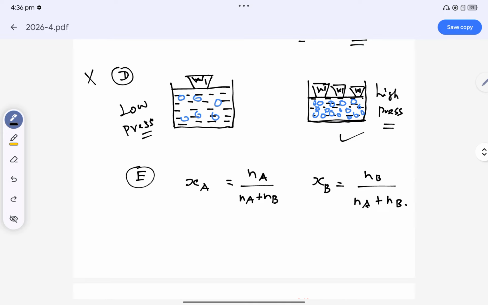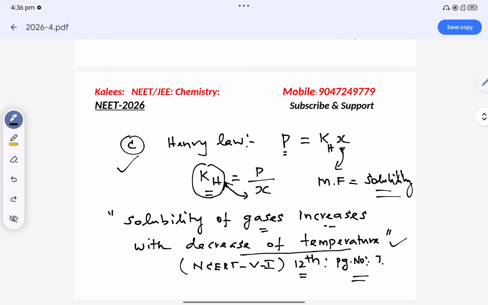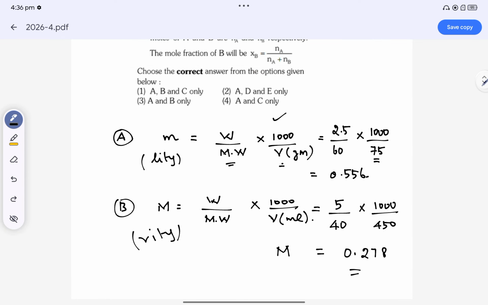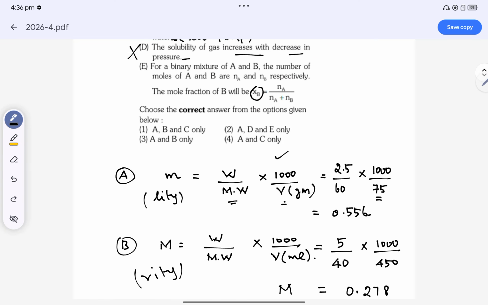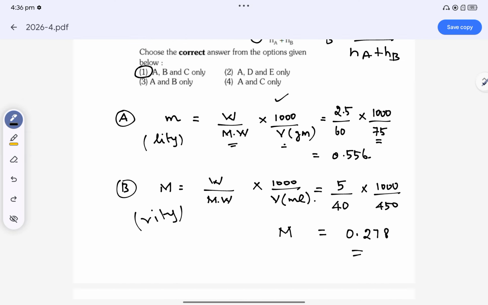And also the mole fraction formula: this is the formula for mole fraction, but the given option E is incorrect. Here for XB, they had given NA. In the case of XB, you must have NB divided by NA plus NB. This is the correct one. So on the basis of discussing this question, D and E are incorrect statements. So the correct statements are found to be A, B, C only. Clear? We will switch over to the next question, my dear student.